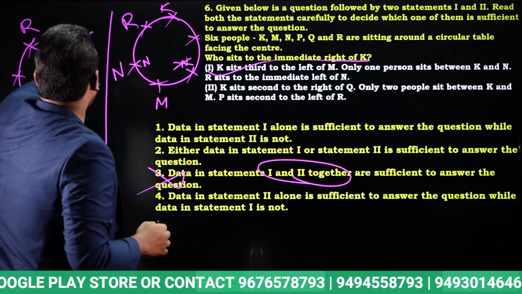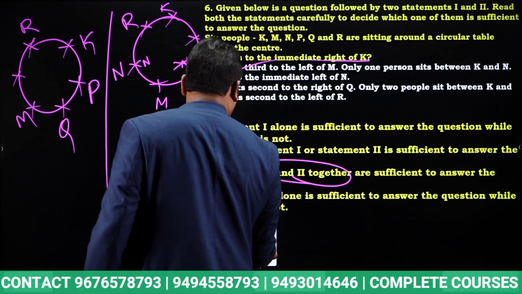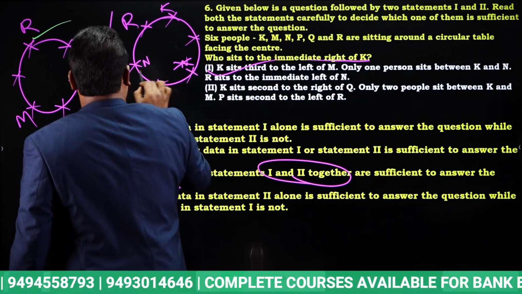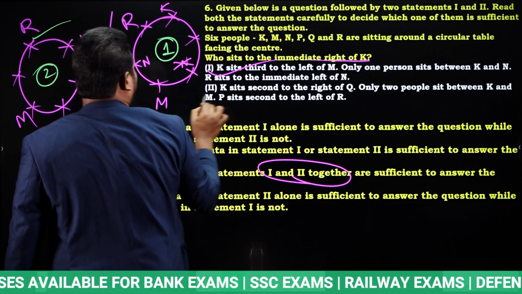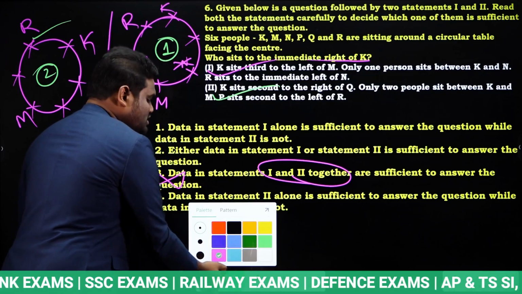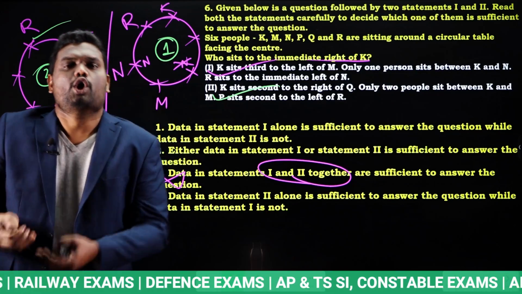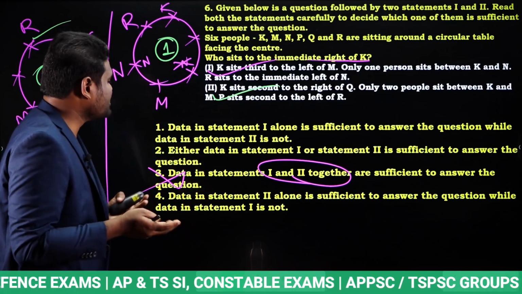Now if you observe here, the question is asking who is to the immediate right of K. K's immediate right is R. Yes or no? Which means using 1 alone, we are able to mark the answer. Using 2 alone also we are able to mark the answer. Which means 1 alone is giving the answer, and 2 alone is also giving the answer. So the answer should be what?